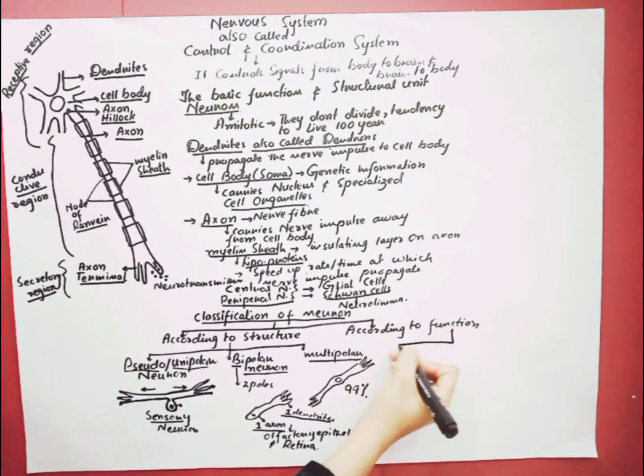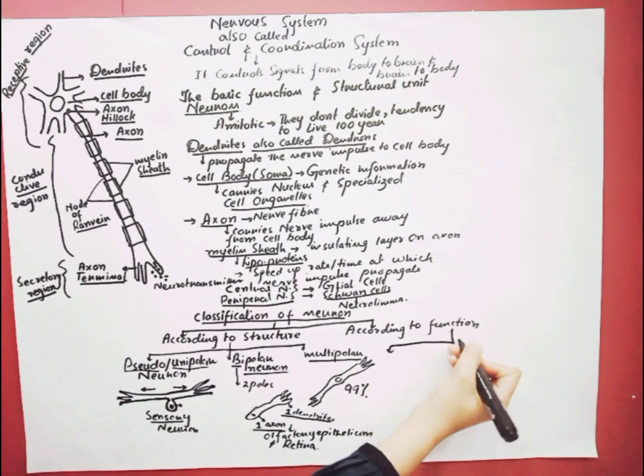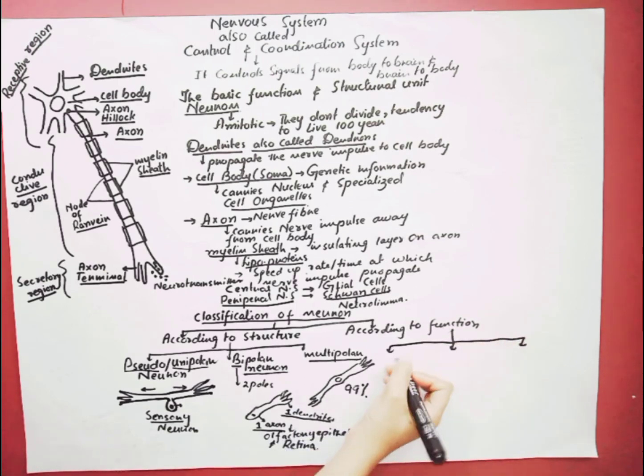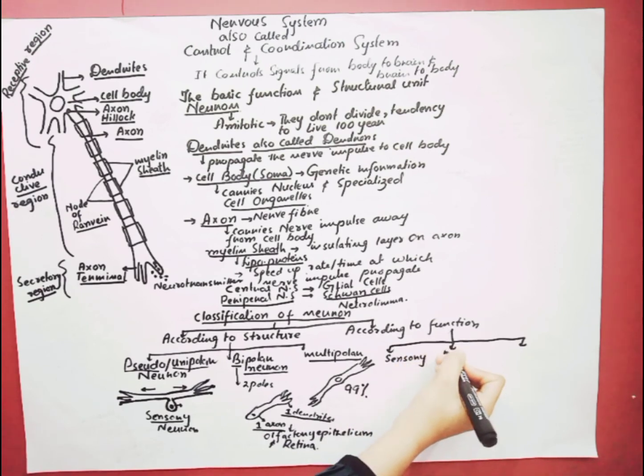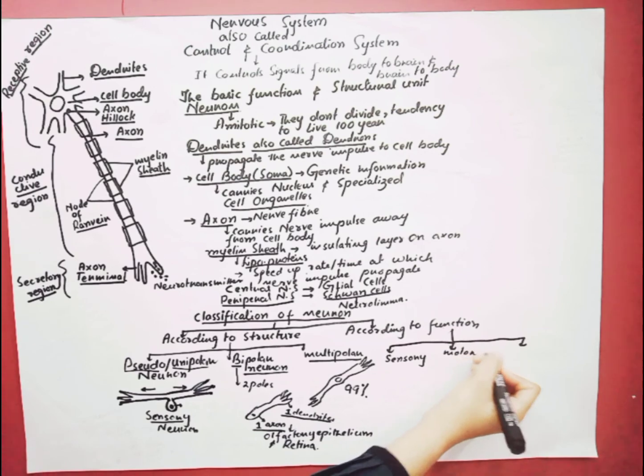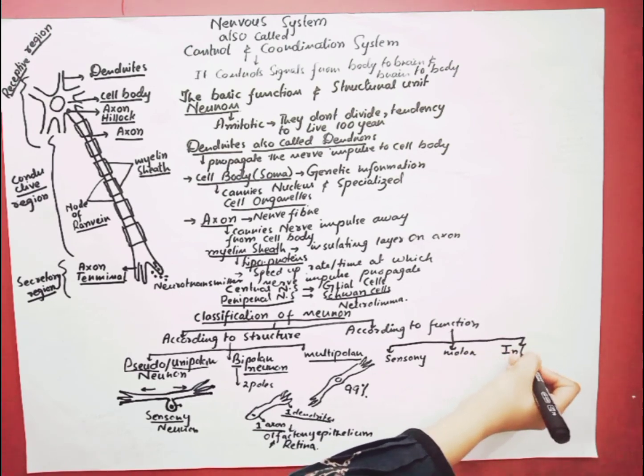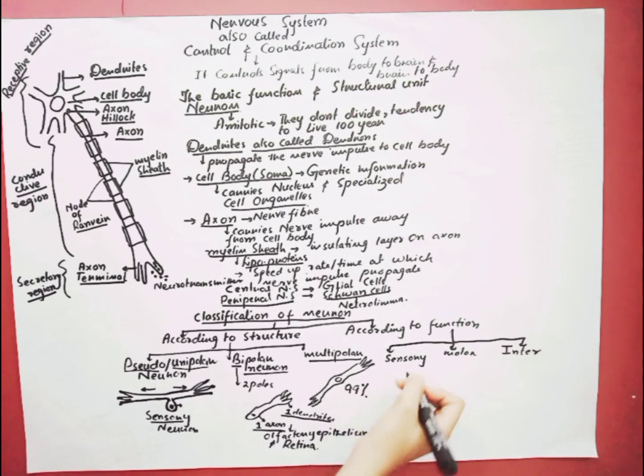According to function, we have also three types of neurons: sensory, motor and interneurons. The sensory neurons receive or allow nerve impulse from outside to brain and spinal cord.